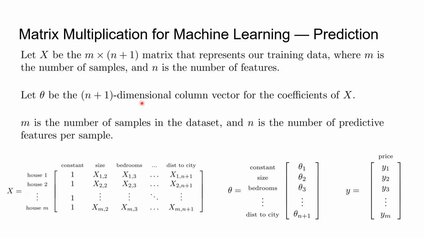It would be pretty helpful to remember the dimensions of each of these. To go over it one more time, we have a matrix X of data with dimensions m by n plus 1, a vector theta of coefficients of size n plus 1, and a ground truth vector y of size m.